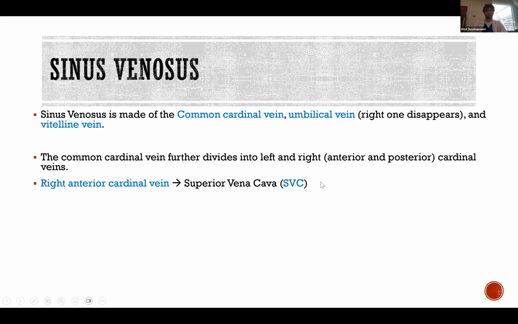Now, focus with me for a moment. We have something called the left common cardinal vein or the left horn. This is not the left anterior cardinal vein. It's the left horn. It's completely different. Well, this will give us the coronary sinus.